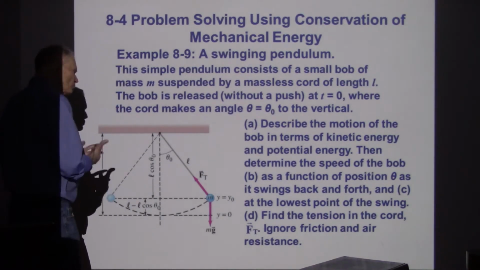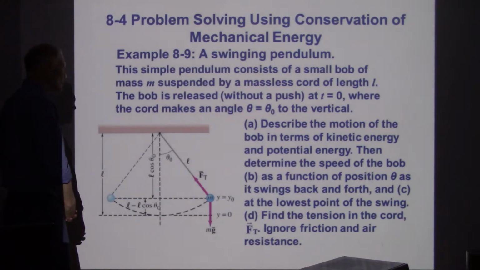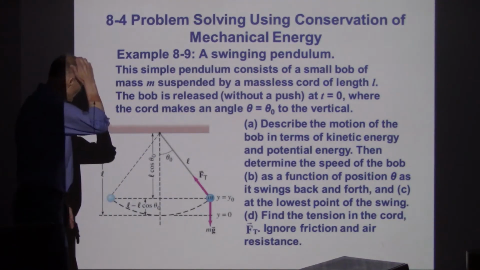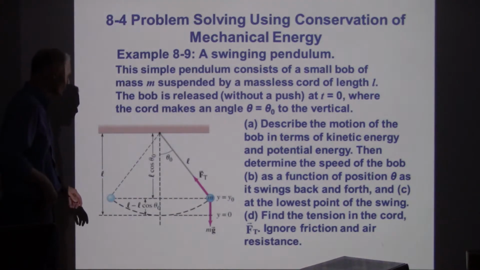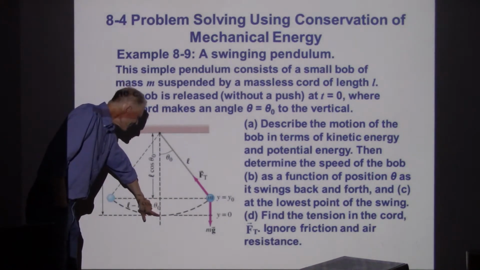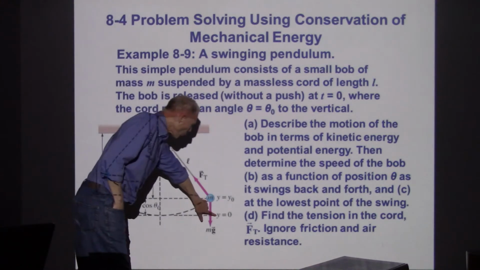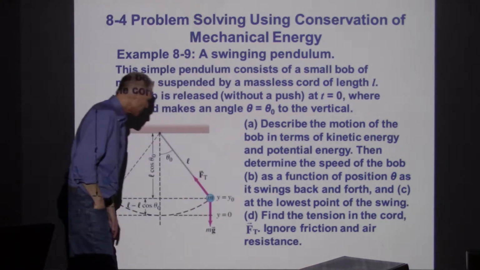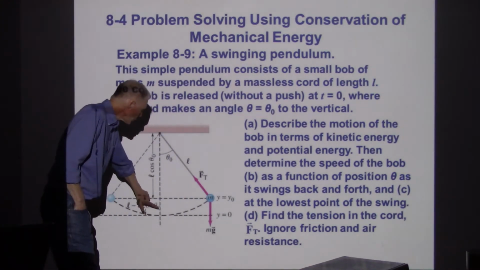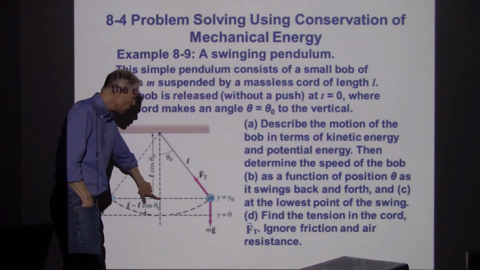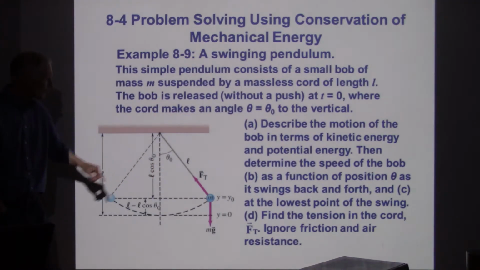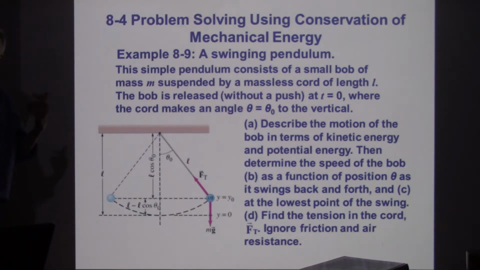So what should we do then for potential energy? There's a couple of points that we might want to consider. Is it easiest to set y equal to 0 at the bottom? That's one option. We could also set y equal to 0 here. They are suggesting to use that lowest point. I'm going to try a different point.